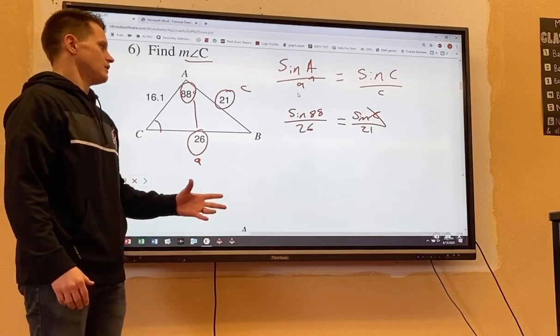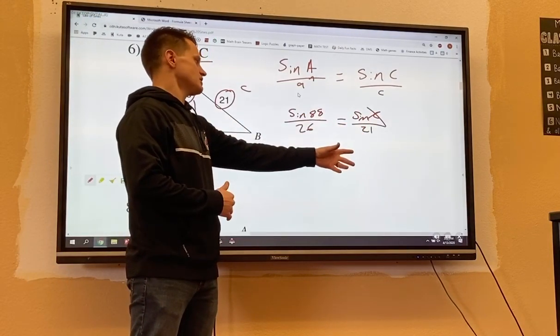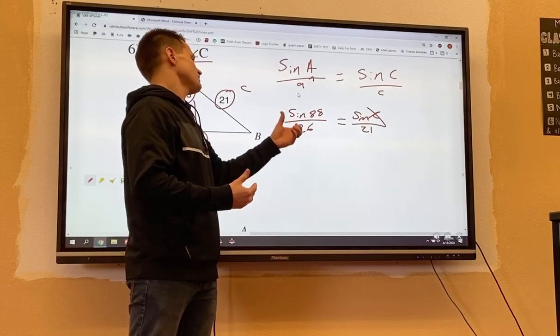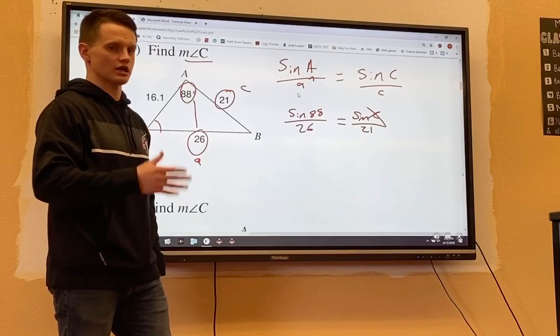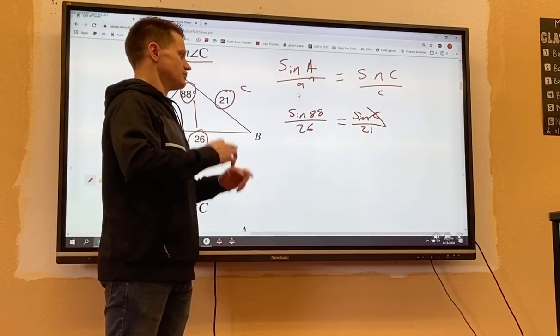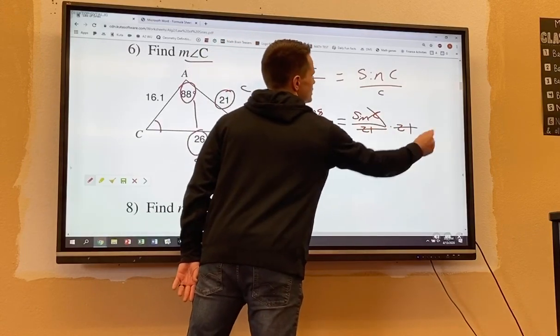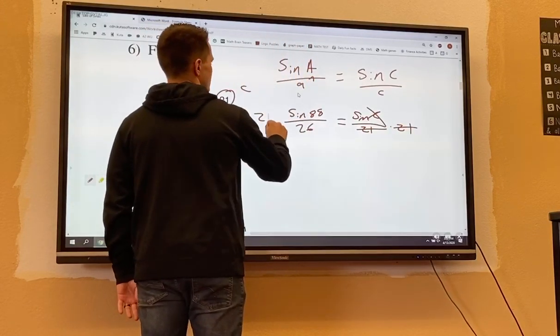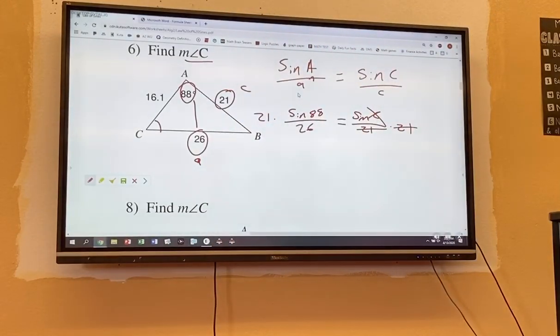From here, if my x was in my denominator, I'd have to multiply by sine of x, but it's still not by itself. Then I would have to divide by sine of 88 over 26. Anyway, it gets long and kind of complicated, so it's much easier if you just flip them. Because now I can just multiply by my denominator. 21 cancels with the 21. Now I have 21 times sine of 88 over 26.